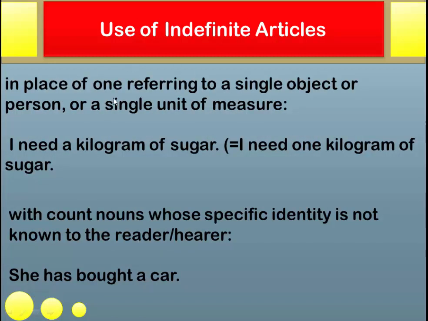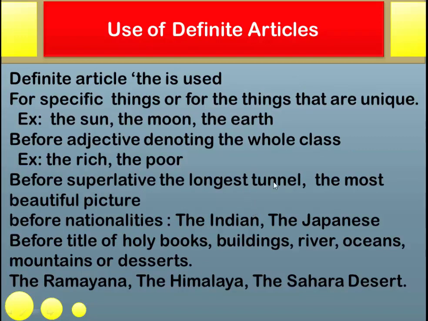It can be used in place of one, referring to a single object or a person or a single unit of measure. For example, I needed a kilogram of sugar. So this is used in place of one. I need one kilogram of sugar. So I need one kilogram of sugar. Okay. Now with the count noun, whose specific identity is not known. So this is already covered. We're moving to the definite article.